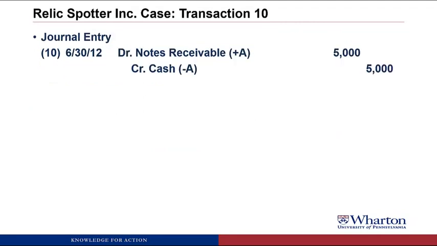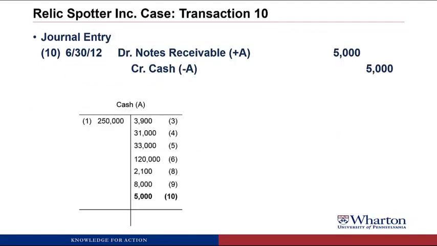That means that Relic Spotter is giving some of its cash to Rebecca Park, and Relic Spotter has to record a transaction for that disbursement of cash to Rebecca. We post this to T accounts with another credit to cash, and we create a T account for notes receivable.